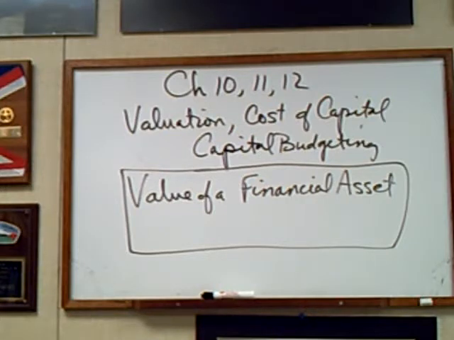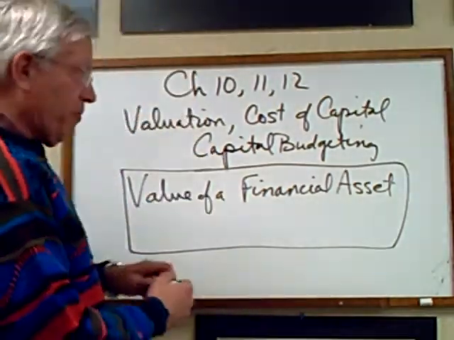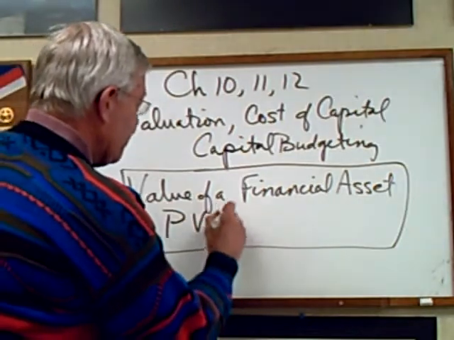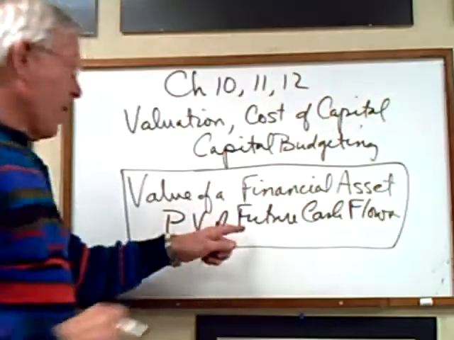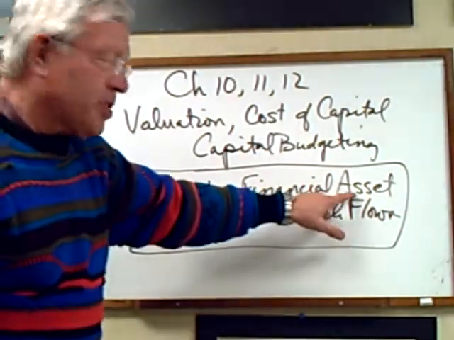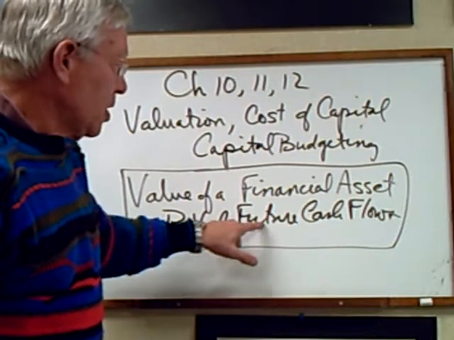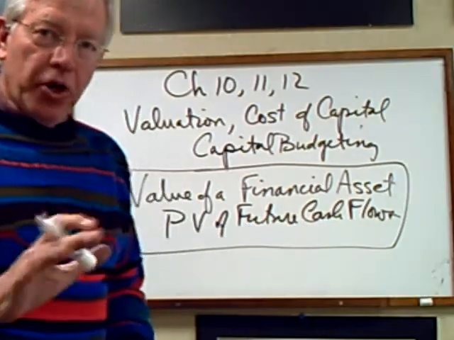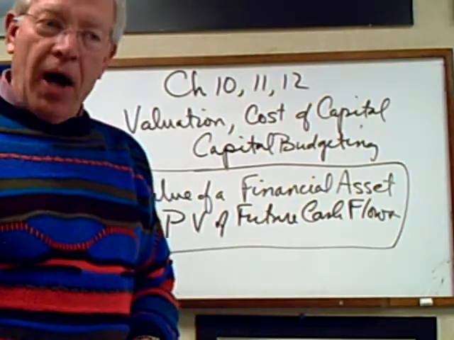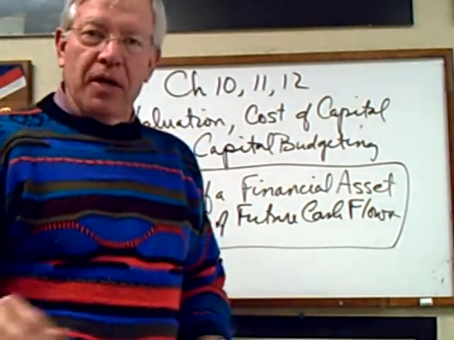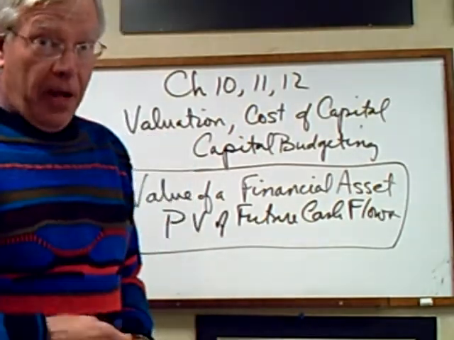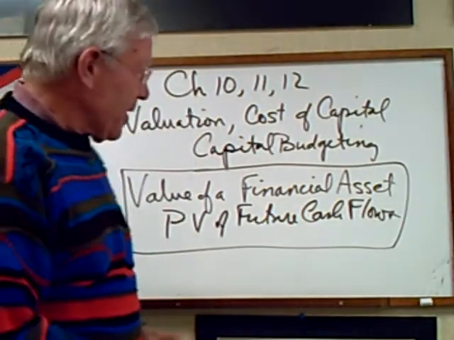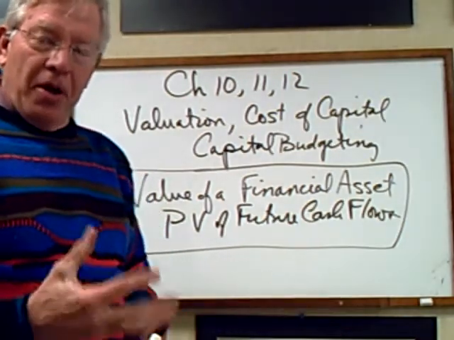Okay, what is the value of a financial asset? Well, quite simply, in terms of time value of money, the value of a financial asset is the present value of the future cash flows. Remember that. That's what you're going to pay for it. That's what you pay when you buy a stock. That's what you pay when you buy real estate. That's what you pay anytime you're buying something that has financial value: you're paying the present value of the future cash flows. And if you can figure that out, then you can determine what it is worth.